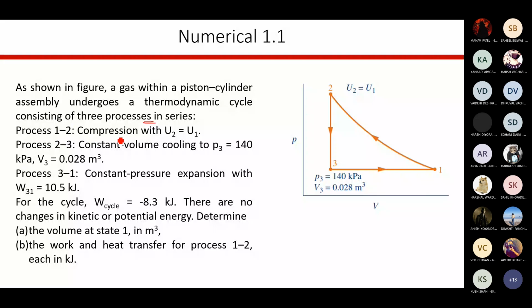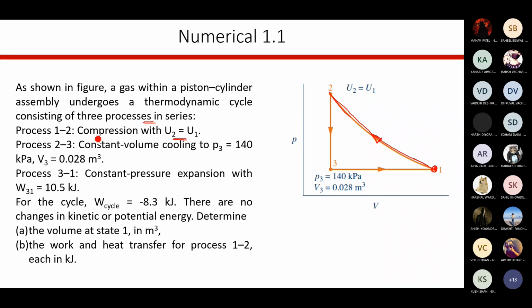So process 1 to 2 is compression with U2 equal to U1, which means there is no change in internal energy. Delta U is 0, right? So what must be the kind of compression process then? 1 to 2, this is the compression process. Now why am I going in this direction? Because it is compression, the pressure should increase and volume should decrease, right? That's why I'm taking point 1 first and then going in this direction.